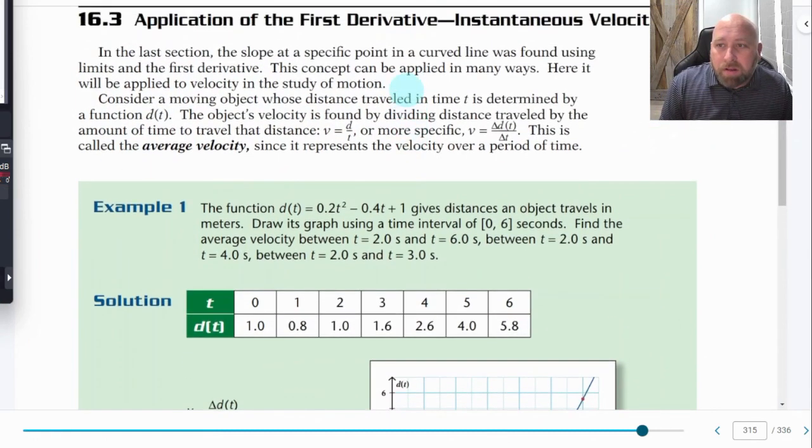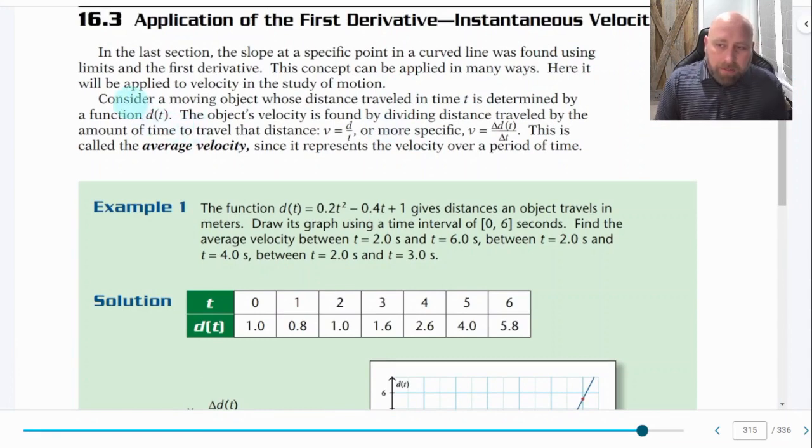We have the application of the first derivative: instantaneous velocity. Now, there's a couple different types of velocity. First of all, velocity is probably the one that you're used to dealing with at this point, maybe through a physics class that you've taken, or an upper level science class of some other type. You've learned about average velocity, or just velocity.